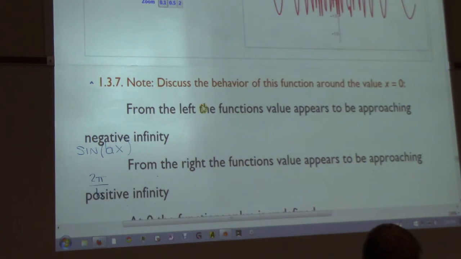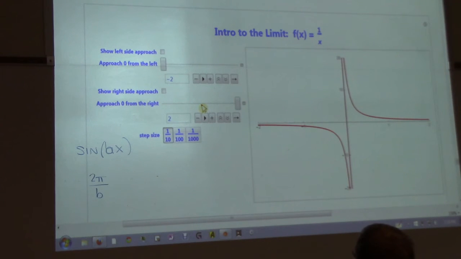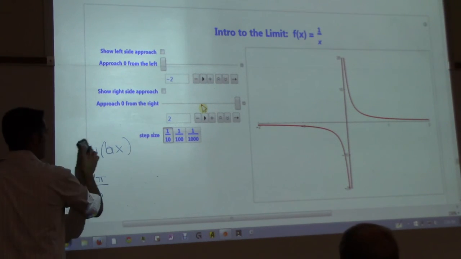Okay, I'm pretty much out of time. Yeah, we'll call it here. You can look at that and tell there's something going on as we go to 0.